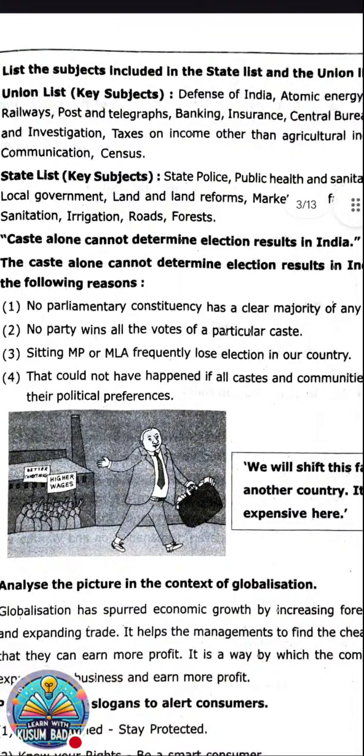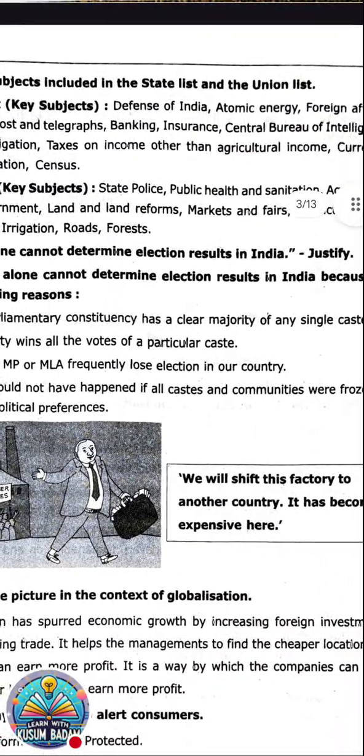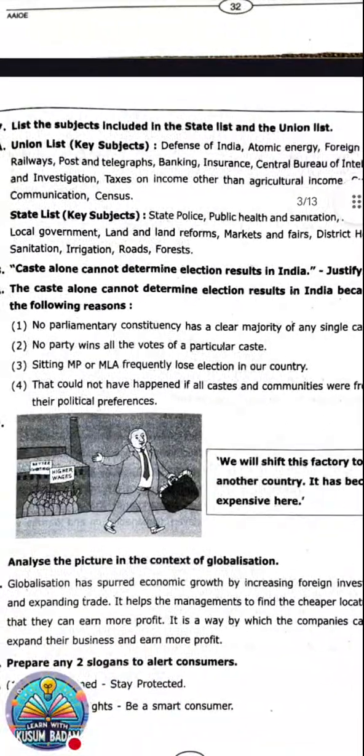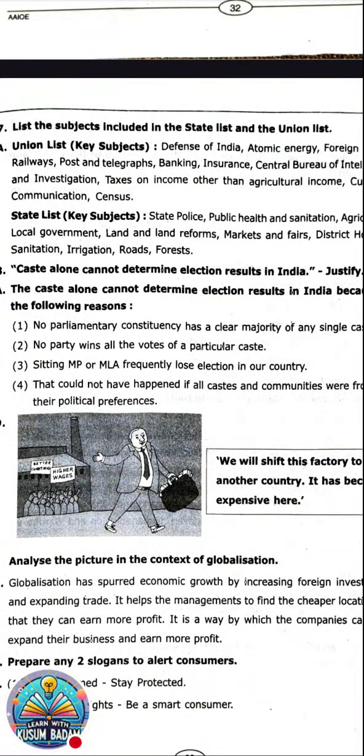Then the state list: state police, public health. This you need to learn only. Okay, I'm reading the answer, not showing you the words. State police, public health and sanitation, agriculture, local government, land and land reforms, market, fair, district hospital, sanitation, irrigation, road, forest. So what comes under the state list? The regular, common ones will be in the state list. And in the union list, everything related to the central government, like related to the country where decisions have to be taken on a wide range, comes under the union list.